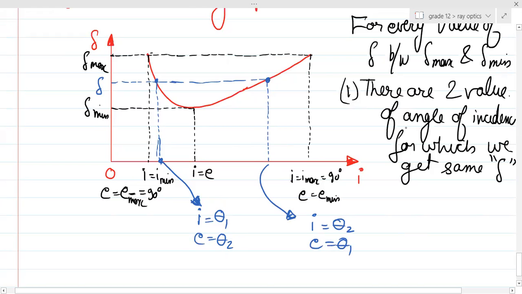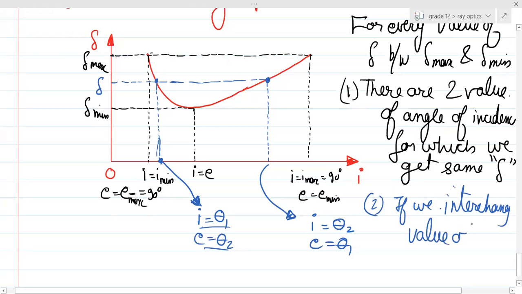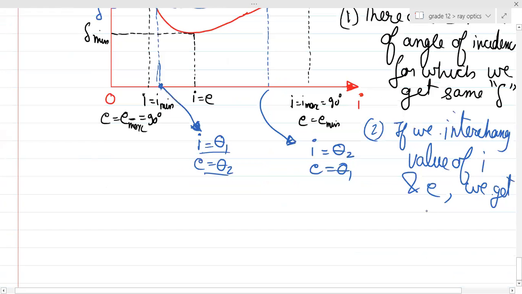Okay, so there are two values of angle of incidence for which we get the same delta, but please remember, if I is theta 1 and E is theta 2, then the next same value of delta will be there when I is theta 2 and E is theta 1. Is this clear? Yes, sir. So the second point is, if we interchange the value of angle of incidence and angle of emergence, we get again the same delta.